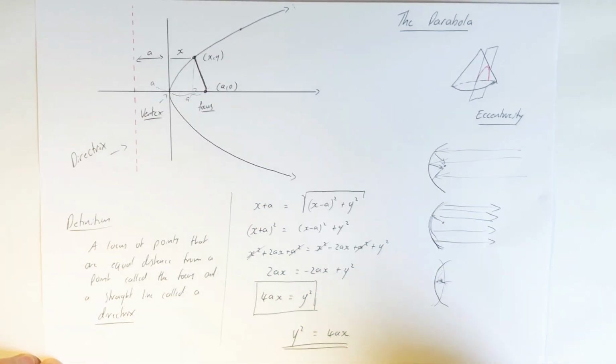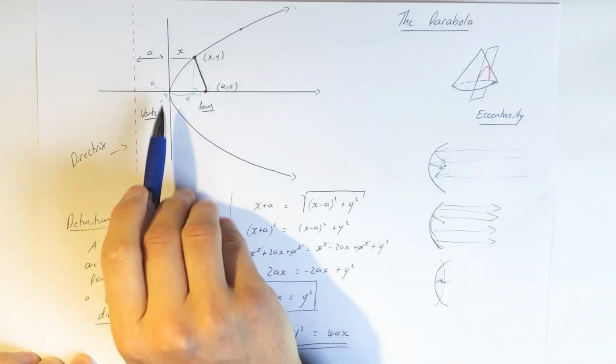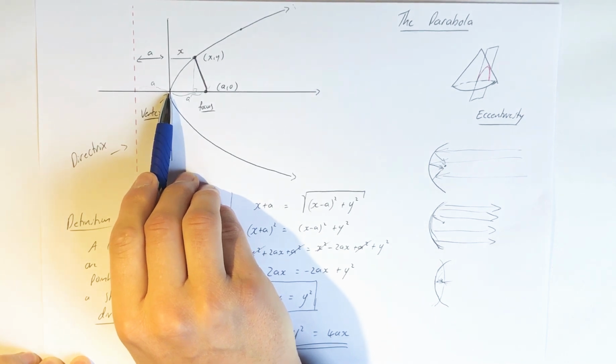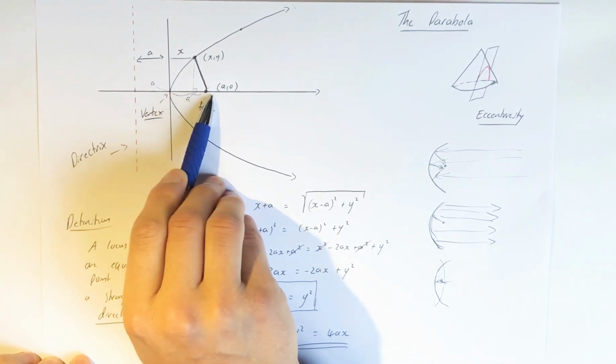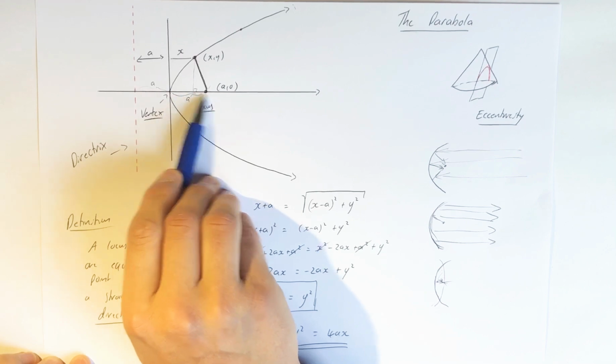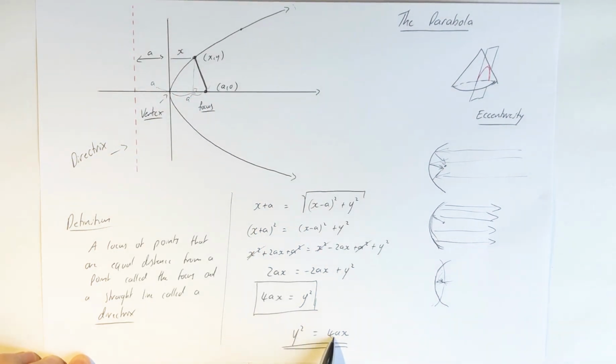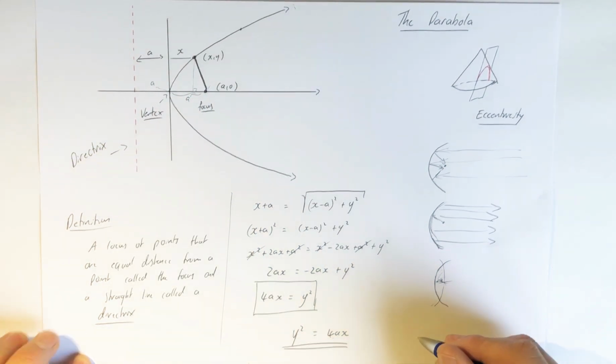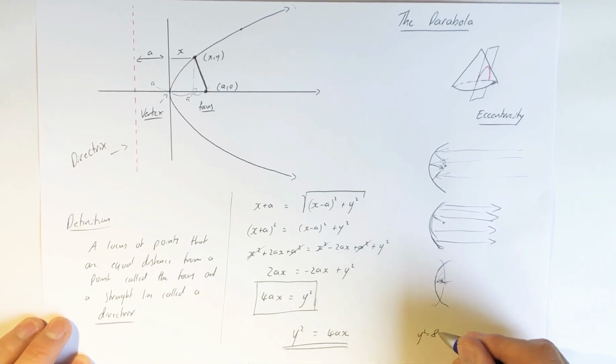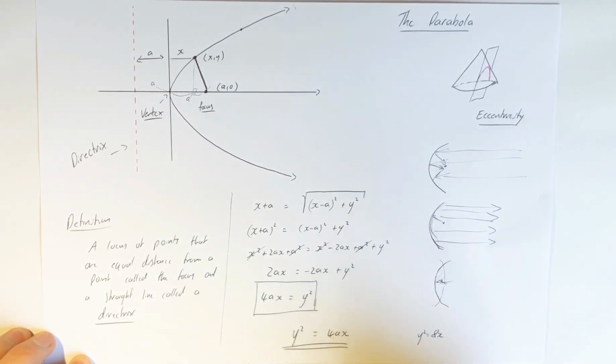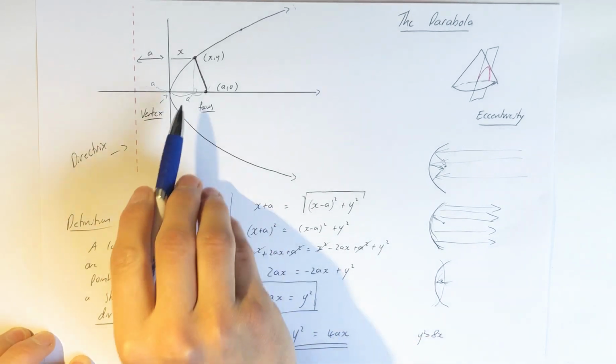And so what else do we need? We need the focal length. The focal length is the distance between the focus and the vertex. So the focal length in this case is a. Be careful here, because if I had y squared equals 8x, then the focal length is 2, isn't it? Because 4 times 2 is 8, so be careful there. So it's always a, the focal length.